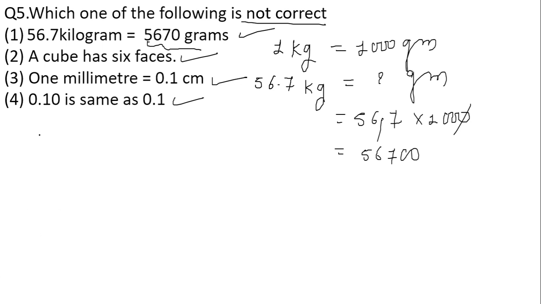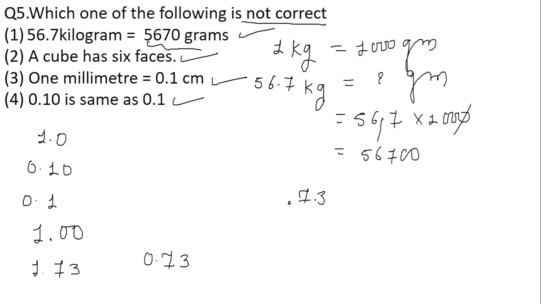For this, I'll give you a few examples. For example, 1.0, 0.10, 0.1, 1.00. Again, what can we take? 1.73, 0.73. These are a few examples where I'm telling you that 1.0 means 1 only. After any given value, if they are giving us 0.0, it means the 0.0 is nullified there. 0.0 doesn't mean that it is going to change the value. No, it's not going to change the value. 1 can be written as 1.0. Again, this is the same. 1 is equal to 1.0. No problem. It is the same.